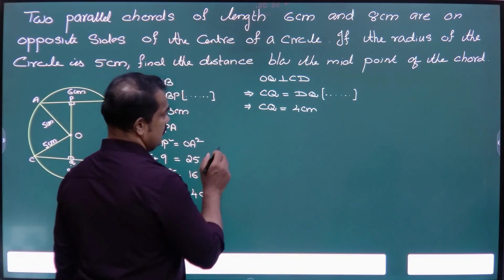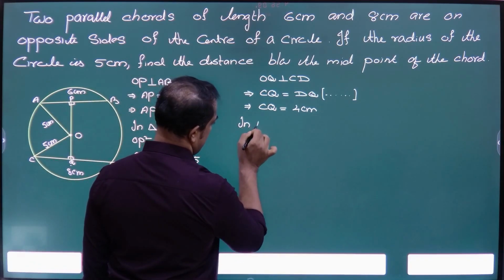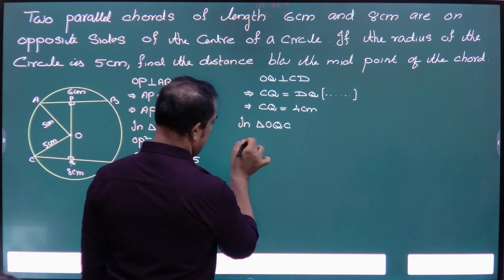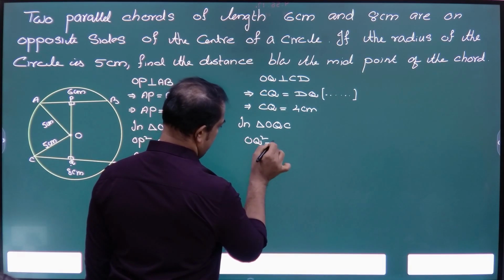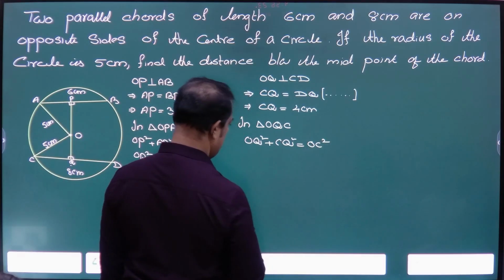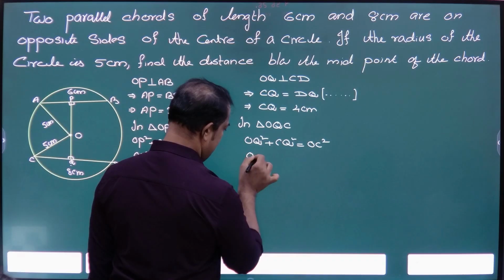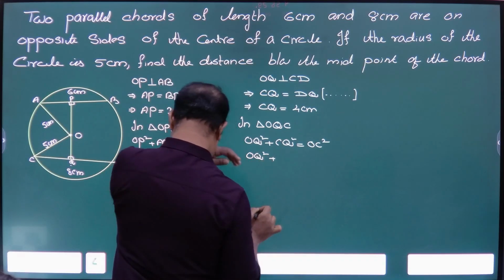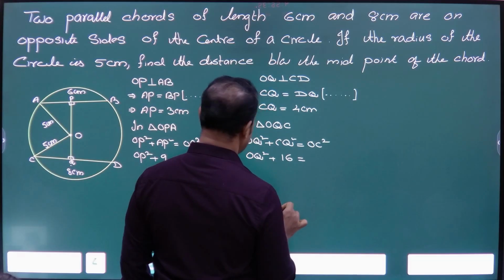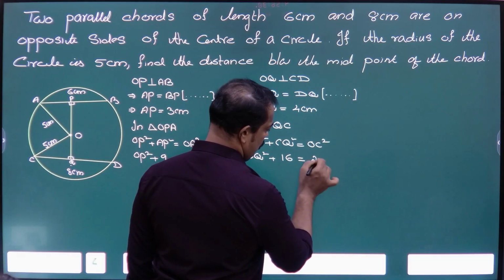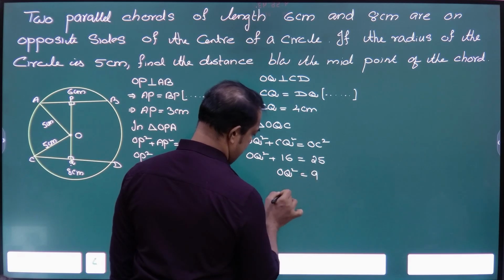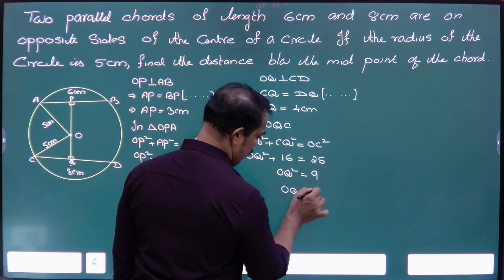In triangle OQC, apply Pythagoras theorem. OQ square plus CQ square is equal to OC square. OQ, that you want to find, plus CQ, 4 square is 16, OC, 5 square is 25. So OQ square equal to 9. What is OQ? Square root of 9, 3 centimeter.